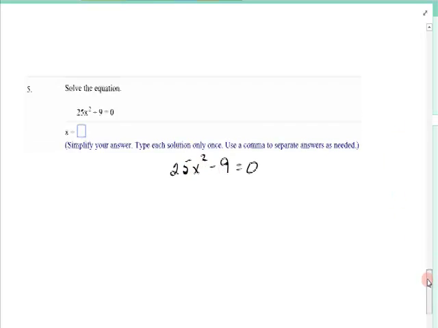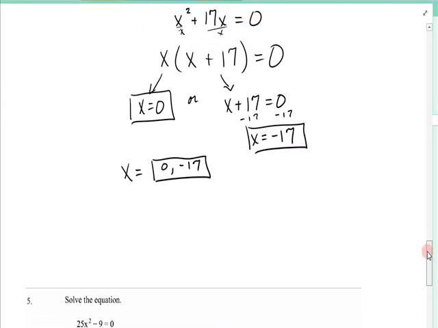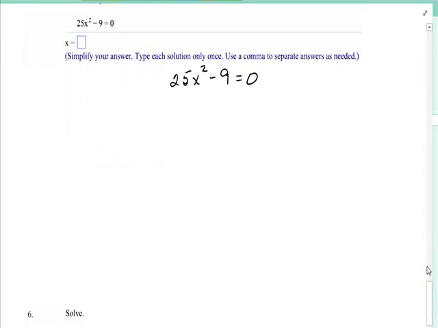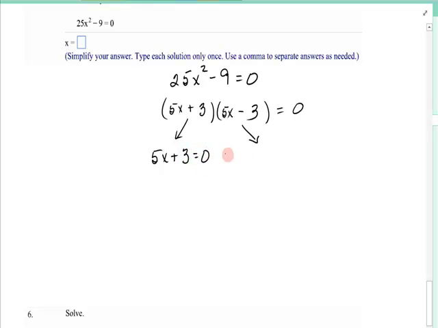Now, the previous problem was a binomial that had a common factor, and that's all I could do to it. This one is a binomial that is the difference of squares. So it will factor into 1 plus and 1 minus. 5x is the square root of 25x squared, and 3 is the square root of 9. Zero factor property says if the product of two factors is 0, then either the first one is equal to 0 or the second one is equal to 0.